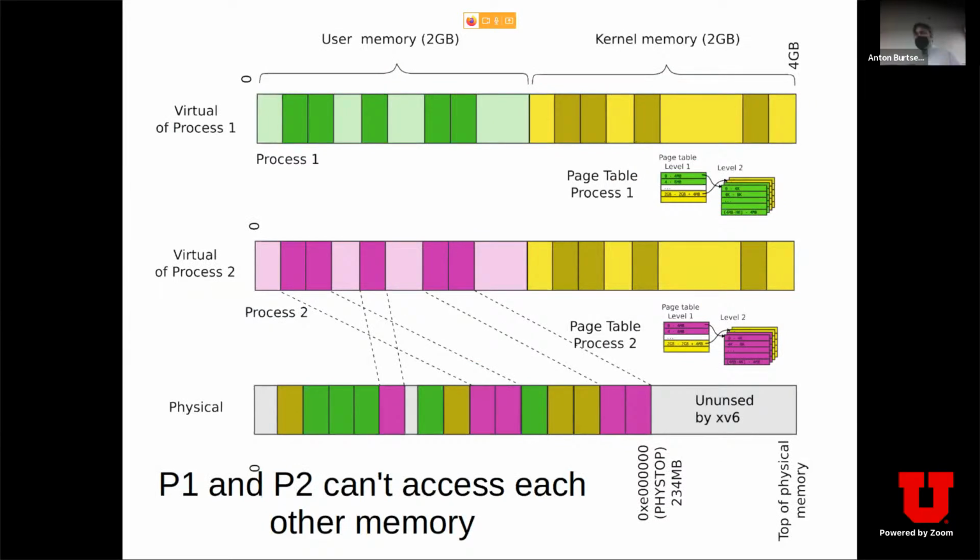Because the user applications cannot control it, right? So essentially here we have two processes, one green and one pink, and the operating system is setting up the page table translation.